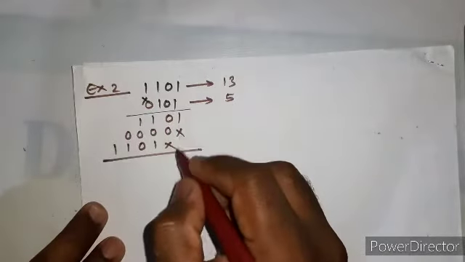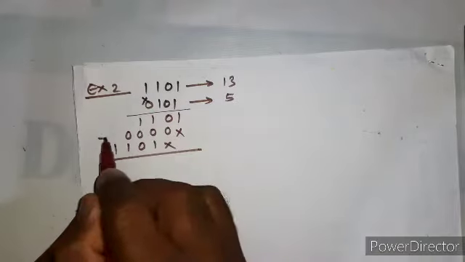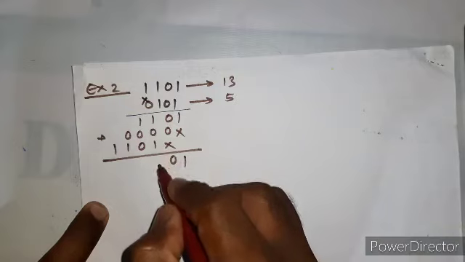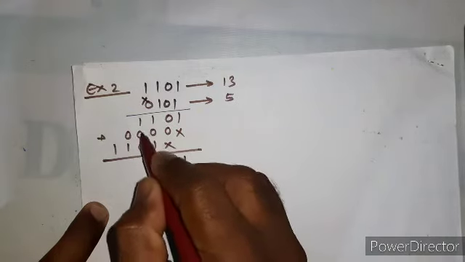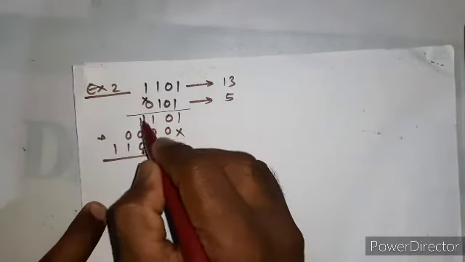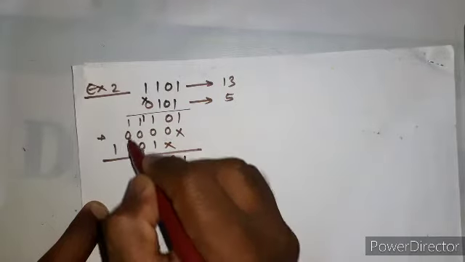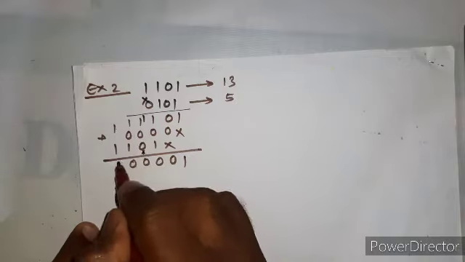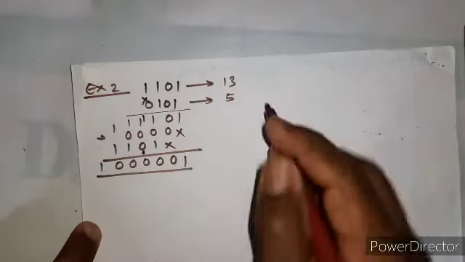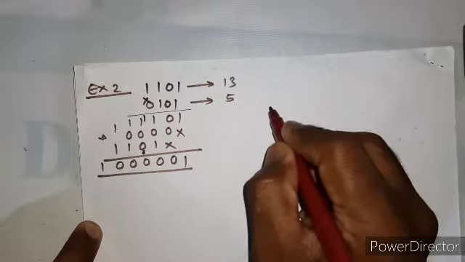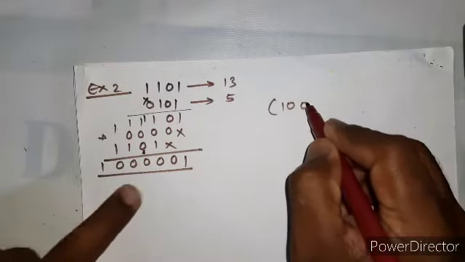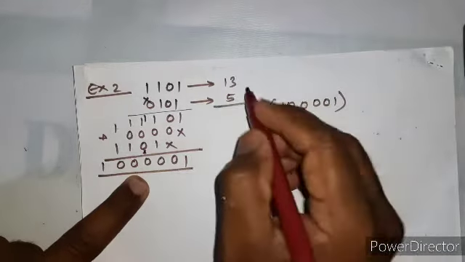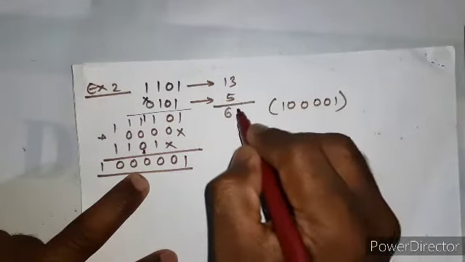Now we'll simply add. After binary multiplication we have binary addition. So this is 1, this is 0, 1 plus 1 is 0, carry 1. 1 plus 1 is 0, carry 1, 1 plus 1 is 0, carry 1, right? 1 plus 1 is 0 and carry 1. So what we are getting is 1 0 0 0 0 0 1, right? And if I'm not wrong, 13 5s are 65.